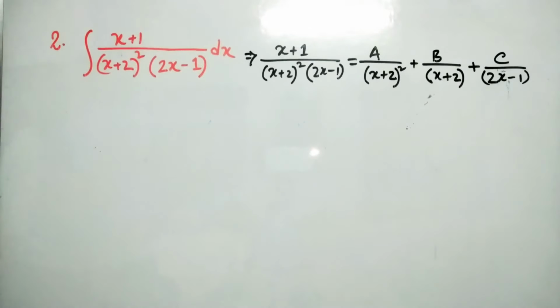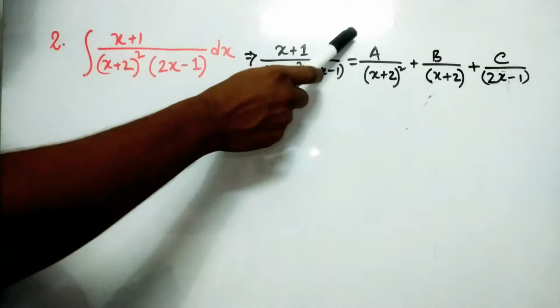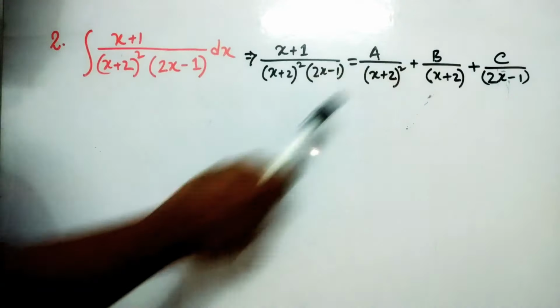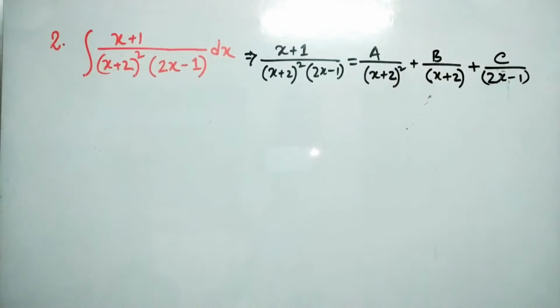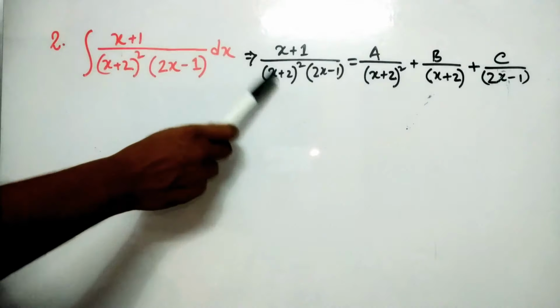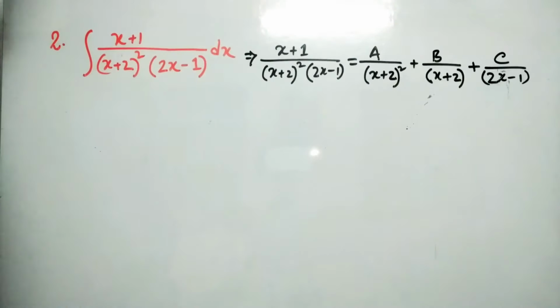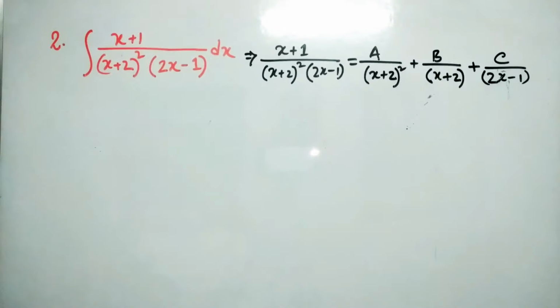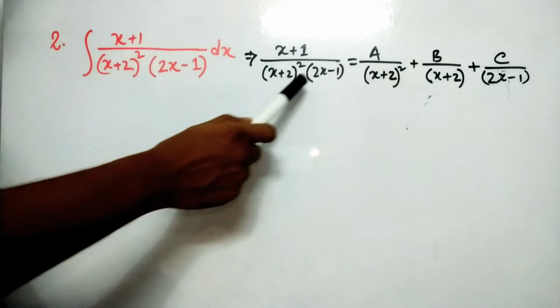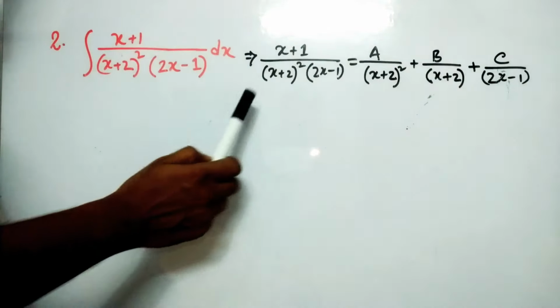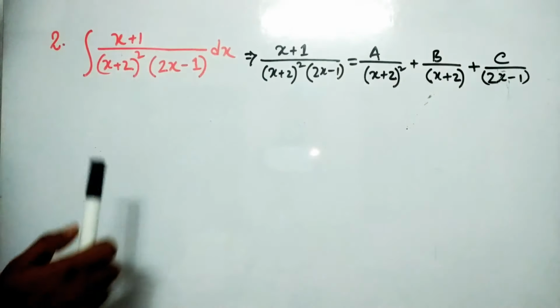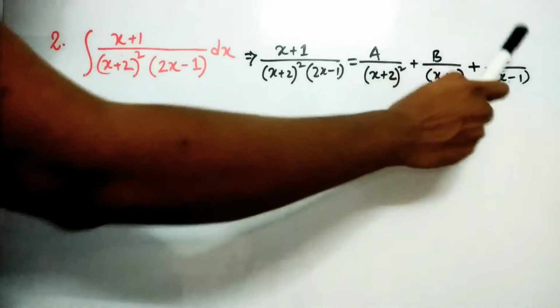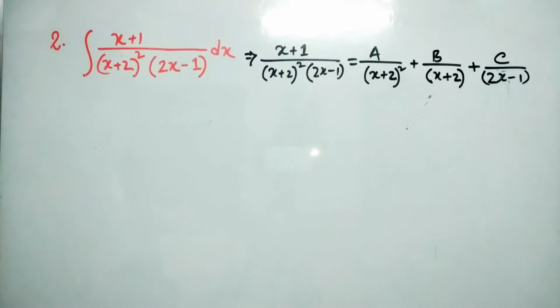So we will write this whole function in this way, that is a by x plus 2 whole square, b by x plus 2 and c by 2x minus 1. Now see, x plus 2 is the repeating factor, so that is why it will appear twice, and because 2x minus 1 is non-repeating factor, it appeared once. Now see, the degree of the denominator is 3 because of square term and the linear term, so that is why we have got 3 constants in the right side.